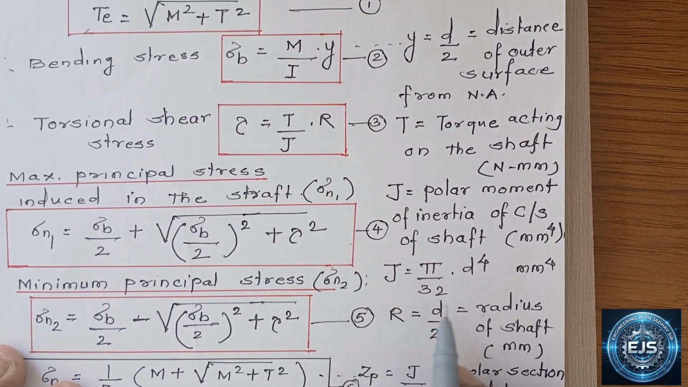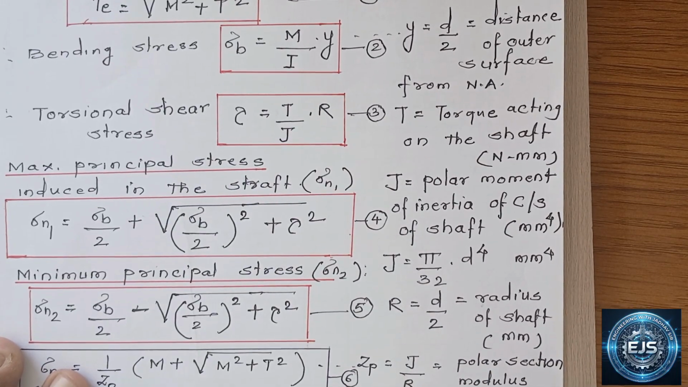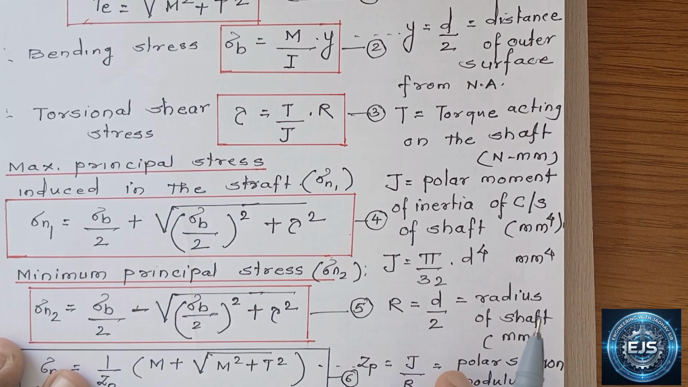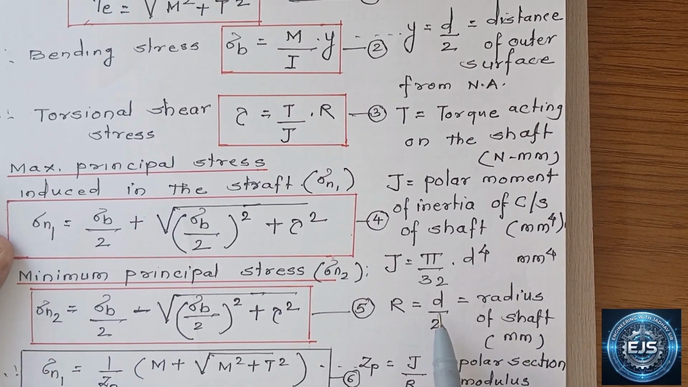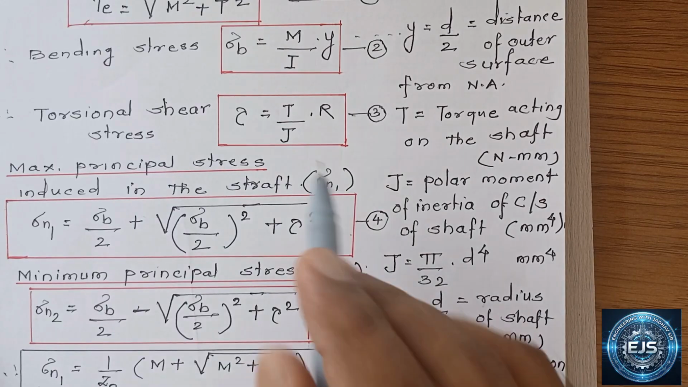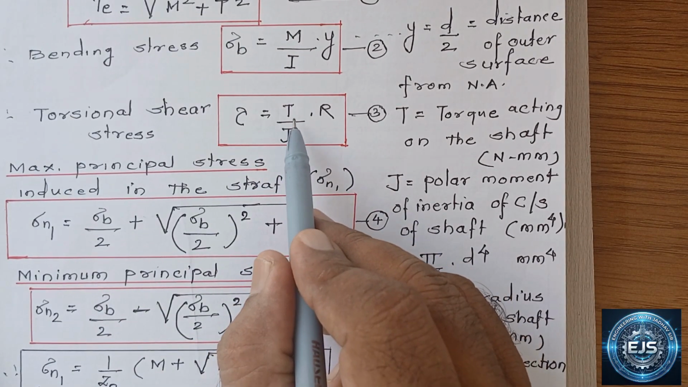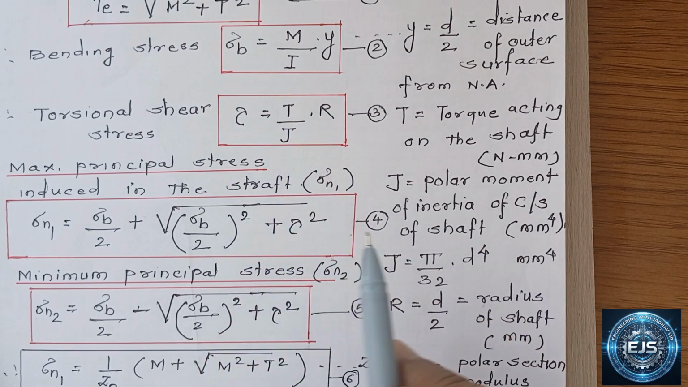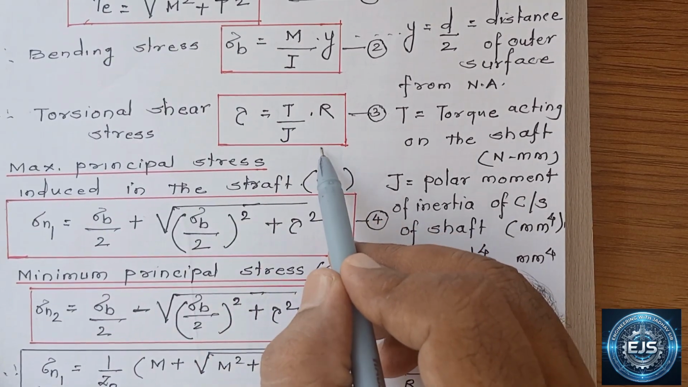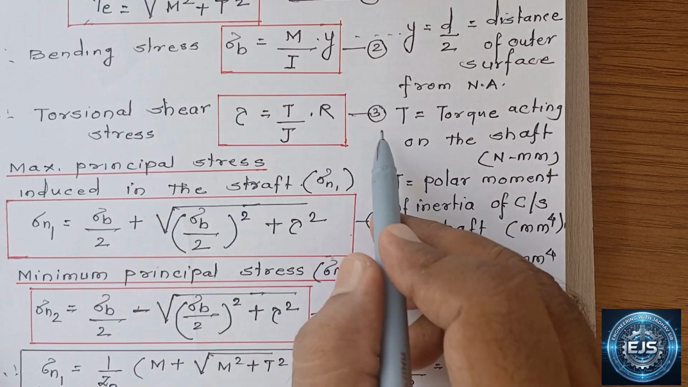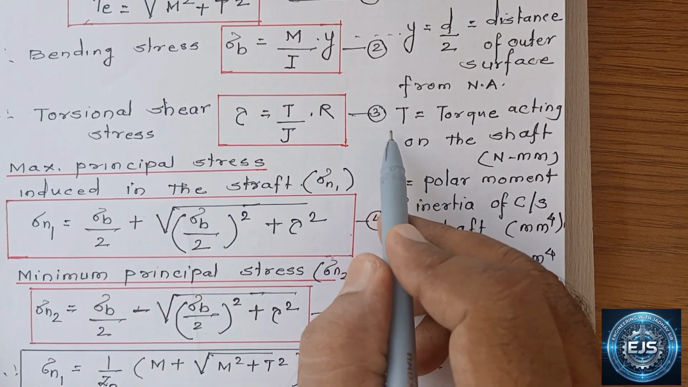Polar moment of inertia circular cross section of shaft का कितना होता है? Always it is pi by 32 into d raised to 4, where d is the diameter of the shaft. R is nothing but radius of the shaft. अगर diameter पता है तो radius कितना होता है? हाफ होता है, तो radius R is in mm. So torsional shear stress is calculated by this formula T by J into R, where T is the torque, J is the polar moment of inertia, that is pi by 32 d raised to 4, multiplied by d by 2, where radius R is nothing but d by 2. So this is we can say equation 3.